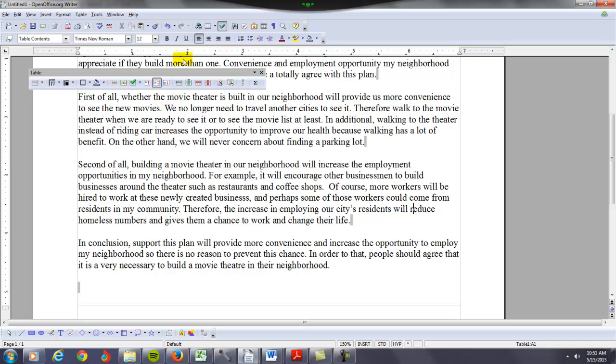So the increase in employing our city's residents will reduce, I would say, unemployment. Will reduce unemployment.